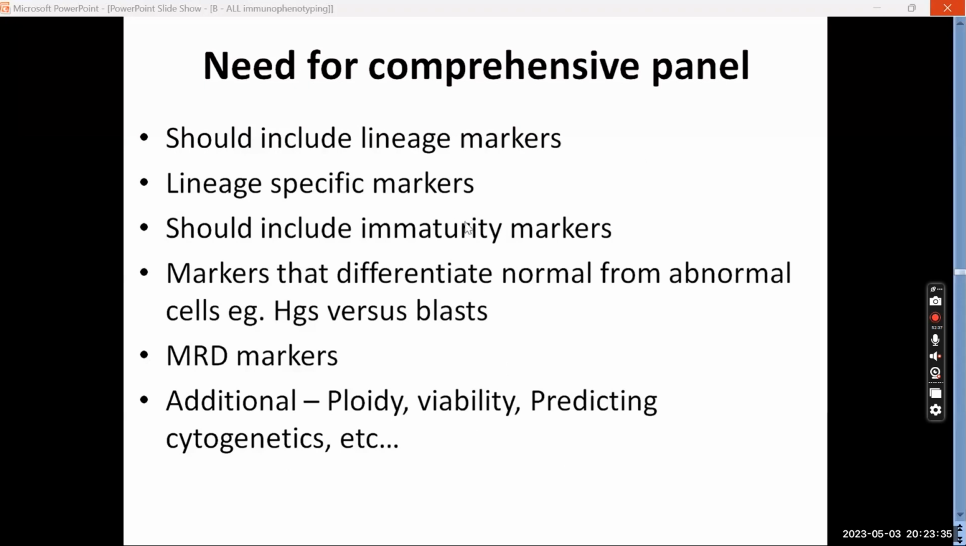It should be there. You can't do immunophenotyping without these markers. I get some cases for analysis from outside. When I ask why they didn't do this marker, they say, no sir, that antibody got over. Then you don't do it.